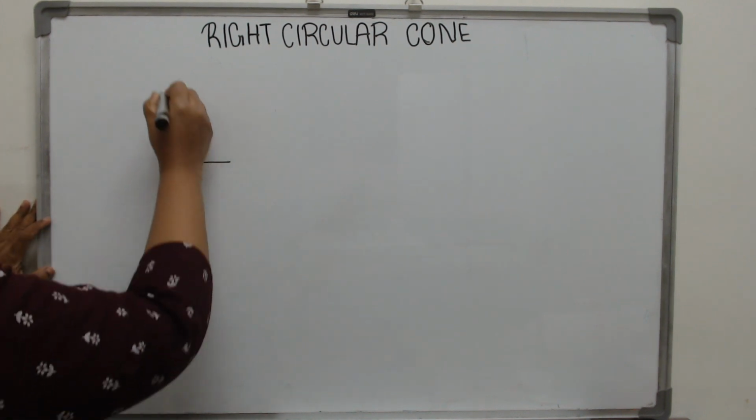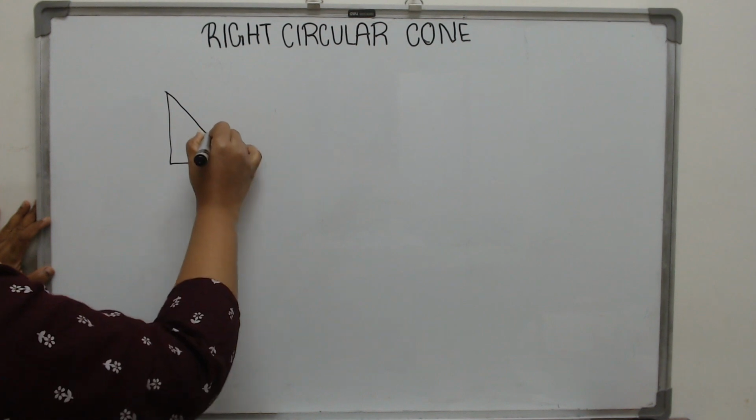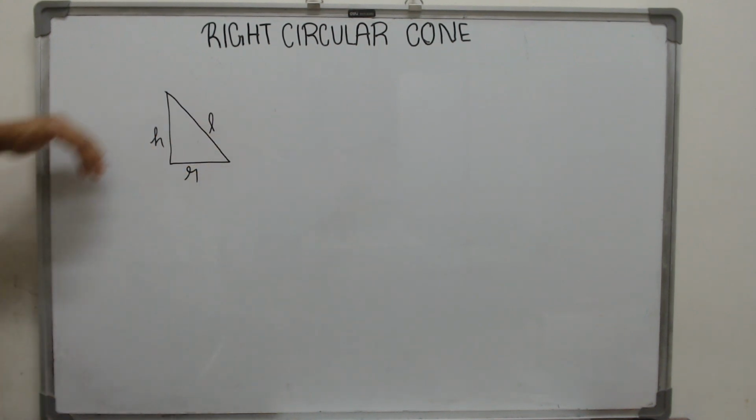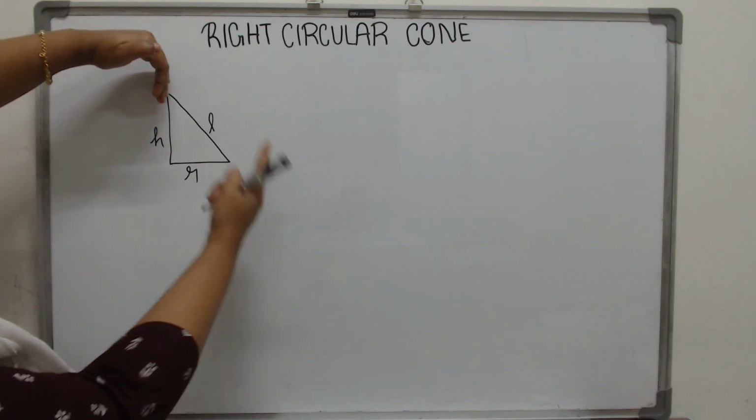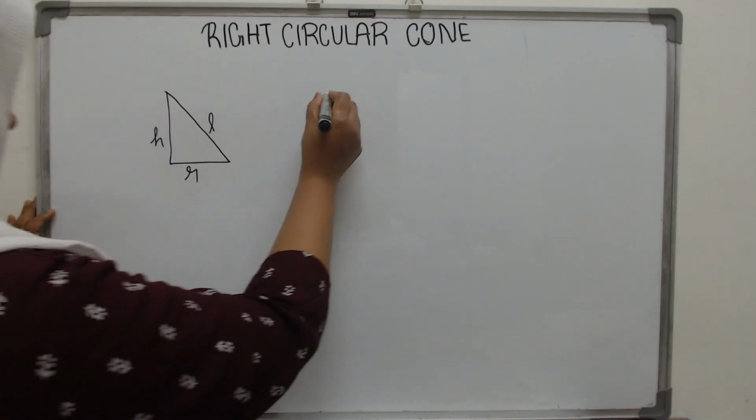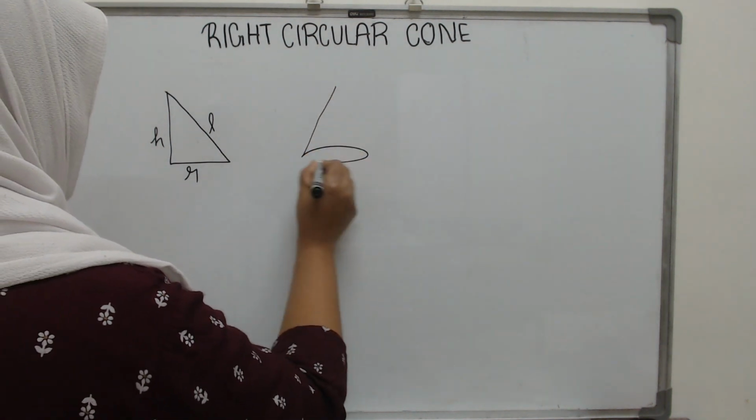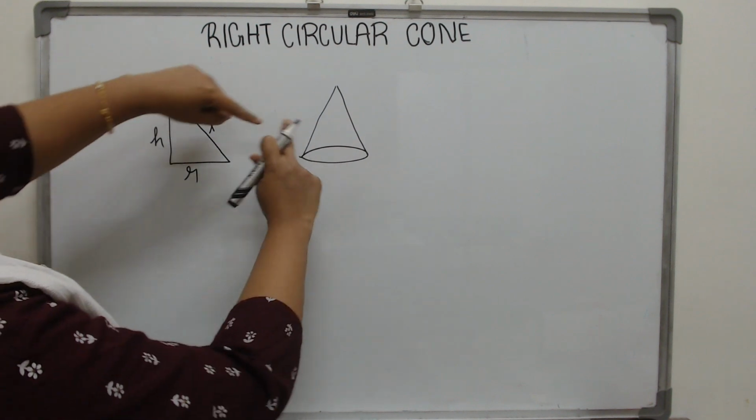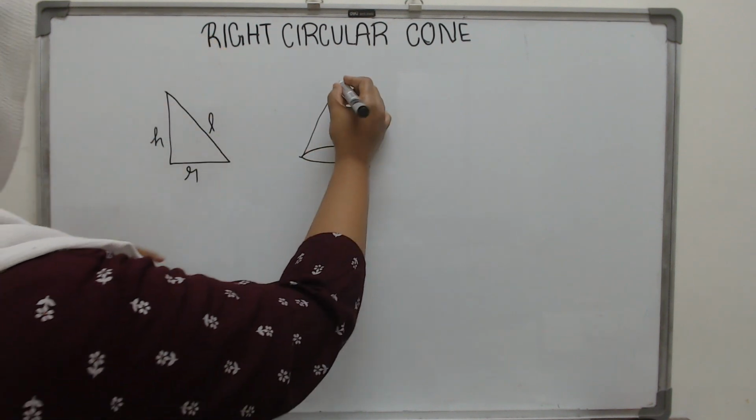Take any right angle triangle. Let L be its hypotenuse and H and R be its two sides. Now fix H and revolve this triangle like this. And the solid shape that you get will look like this. It will have a base which is a circle and it will have a curved surface.